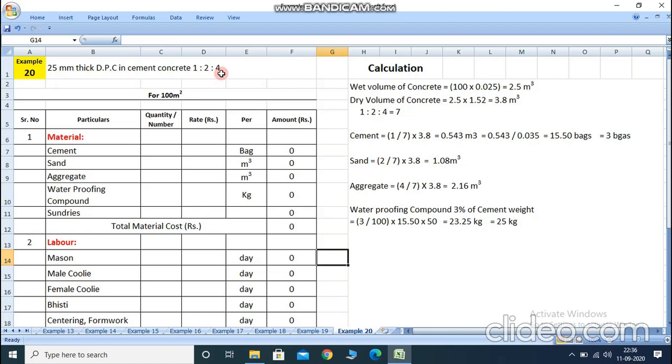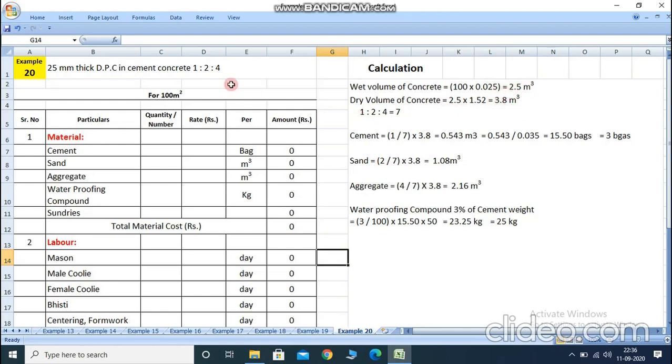This DPC is calculated for a 100 meter square area. First we calculate the total material quantity required. The volume of the concrete, we calculate for 100 meter square, so we take 100, then 25 mm thick DPC. 25 mm converted to meter is 0.025. So we get the answer 2.5 meter cube. Now the dry volume of the concrete is equal to 2.5 multiplied by 1.52, which is equal to 3.8 meter cube dry volume of concrete.